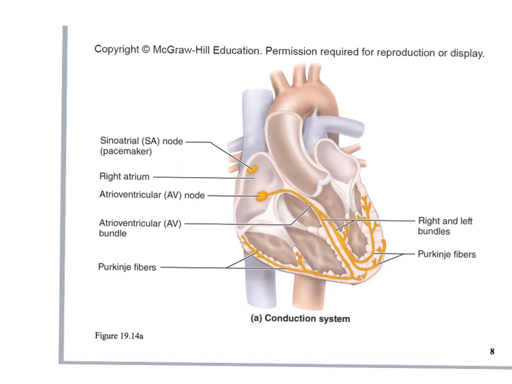We're going to start at the top left, as you're looking at it, over the right atrium. That is the sinoatrial node. It's a node, specialized cells that help to determine how the sequence of stimulation occurs. So you have the sinoatrial node, which is the pacemaker. Sinoatrial, so it means atrium. Sino refers to sinus.